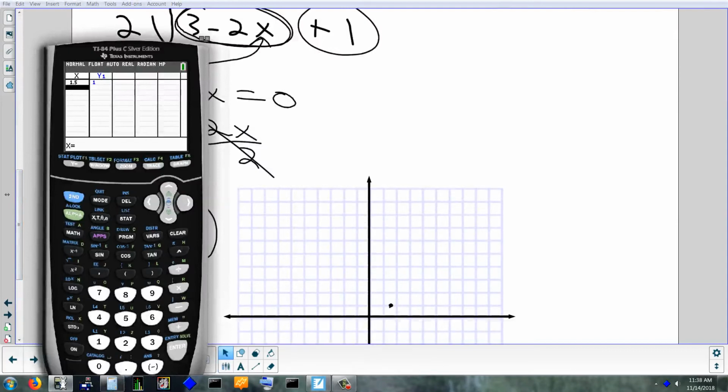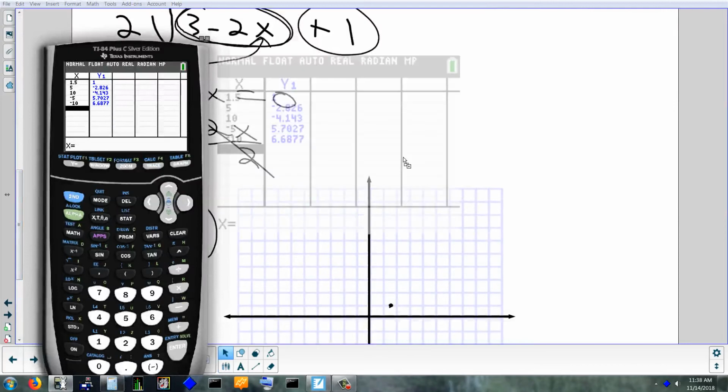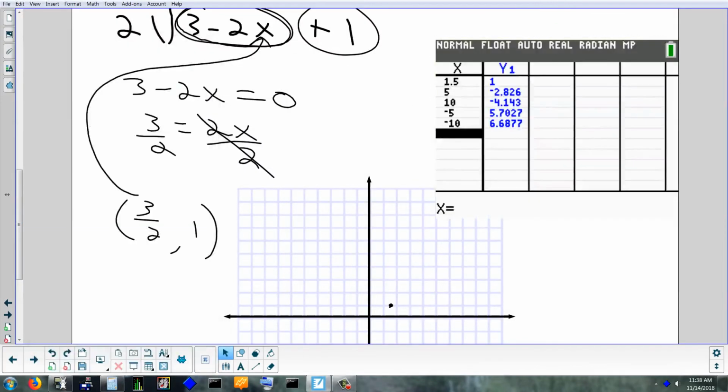Now I'm going to just put a bunch of points in the table, and then I'm just going to copy and paste my table and look at it. So let's go to 5 and 10. I'm just stopping at 10 because my graph paper stops at 10. Let's go -5, -10. Okay, that should be enough points.